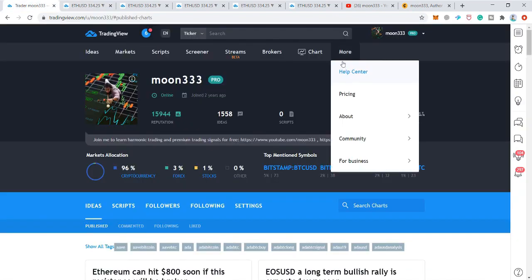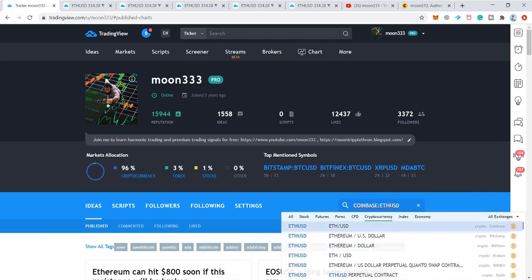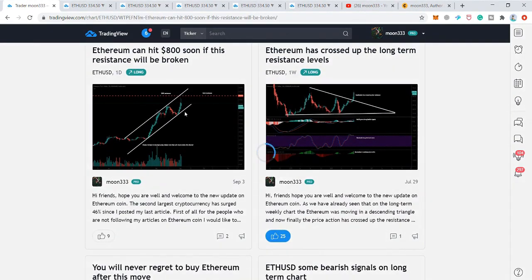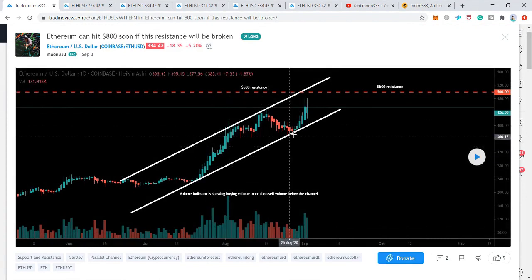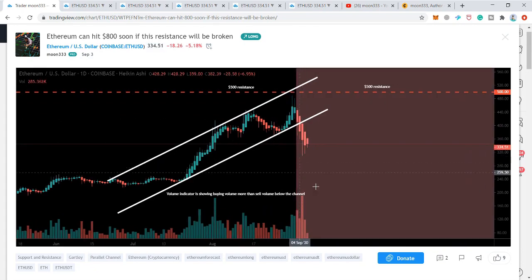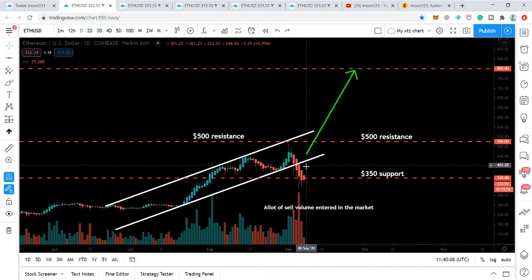I've also shared this in detail on TradingView. This was my article that I shared a few days back on September 3rd, where I was expecting that maybe the price action would hold the support above this trend line and start a new formation of an up channel. But we have seen that sell volume has entered the market. A lot of sell volume has entered the market, and now the price action has broken down the support. And now the price action is also at the support of this $350.